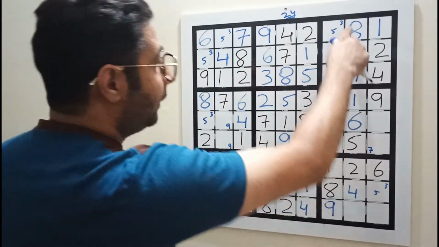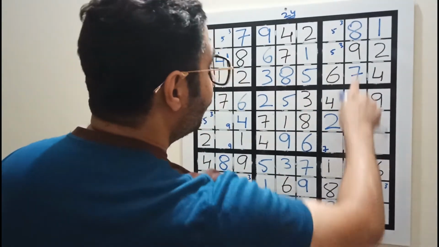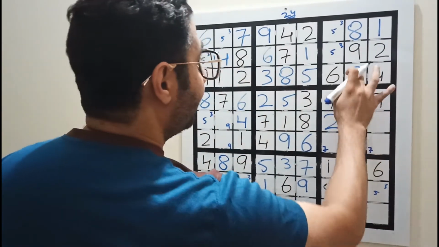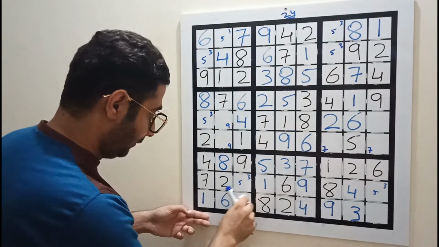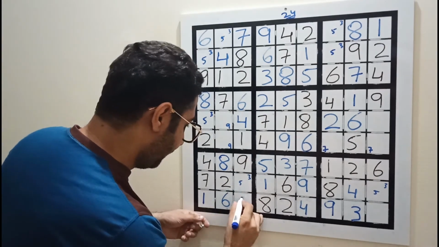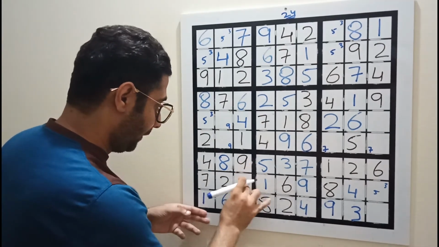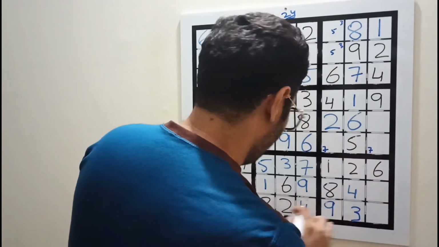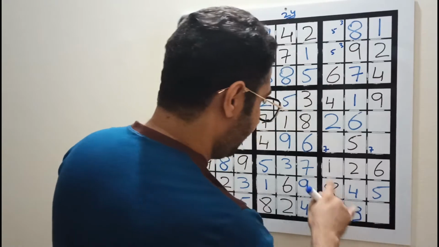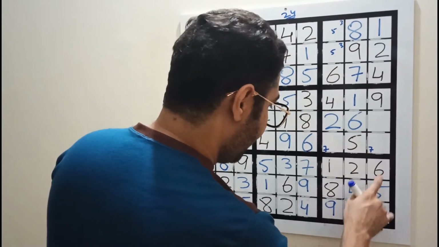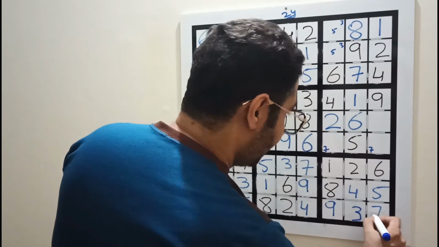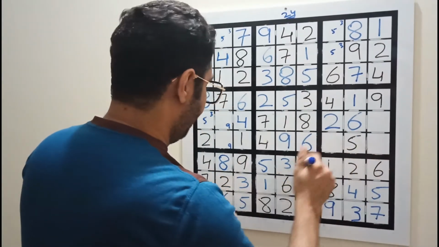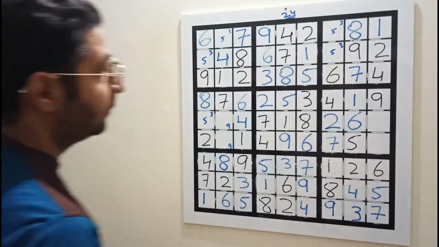Okay, we got only one left here. 1, 2, 3, 4, 5, 6, 7, 8, 9. This becomes 5. This becomes our 3. This becomes 5. 1, 2, 3, 4, 5, 6. This becomes our 7. And this becomes our 7.